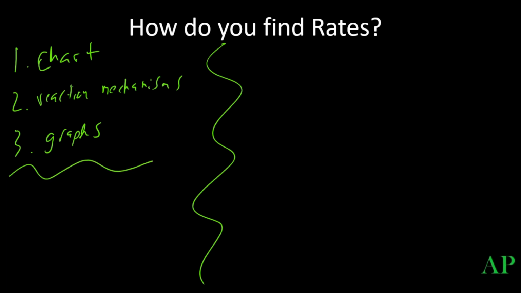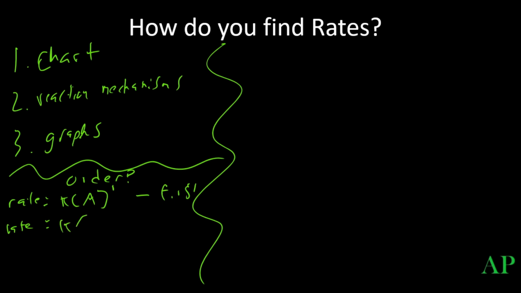How do you find the order of a certain rate? Say we have rate equals K[A]. This is going to be first order because the sum of all the exponents attached to that concentration is going to be 1. Imagine if you had rate equals K[A] cubed times [B]. This would be a 4th order reaction.